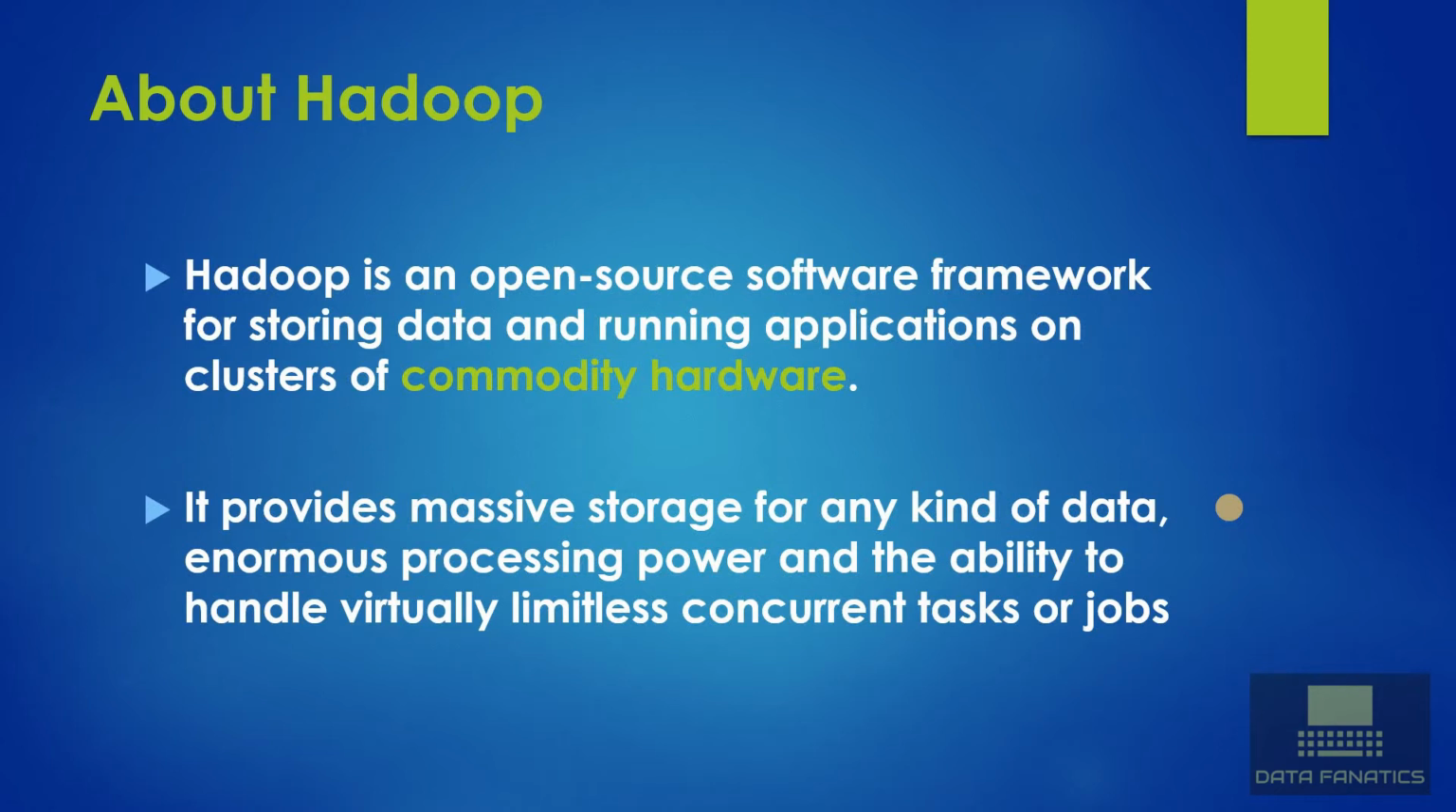So it's a framework for storing data and running applications. Now this means that you can store your data on it and then run applications. Right now you might be thinking that this is exactly what we do on a local computer, right? We store data and then we run applications. So what's new over here? What's new in Hadoop? This is answered by the commodity hardware. We run these applications on clusters of commodity hardware. Let's see what this commodity hardware is.